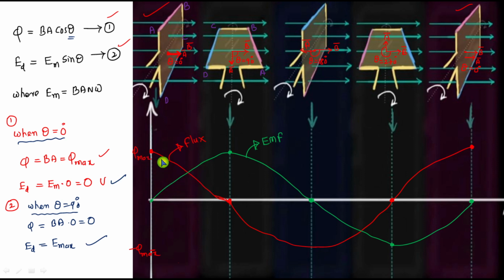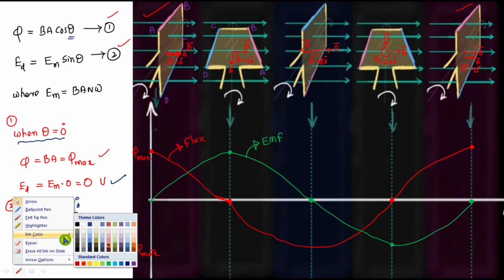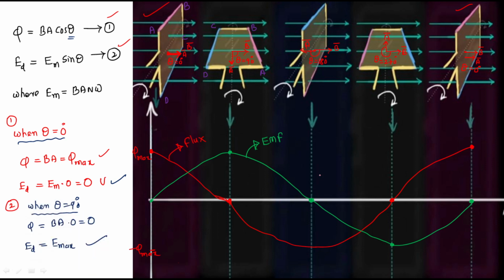From 0 to 90, flux decreases, EMF increases. Lenz's law satisfied. From 90 to 180, flux increases in the reverse direction, so in order to oppose the changes in flux, we have to decrease the EMF. Like that, from 180 to 270, flux decreases in the reverse direction, and EMF increases in the reverse direction. This is about the concept of Lenz's law. So this is the magnitude of induced EMF by using the flux linkages concept.